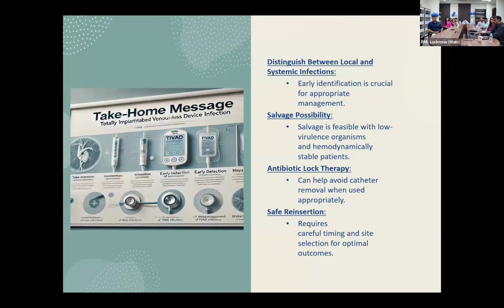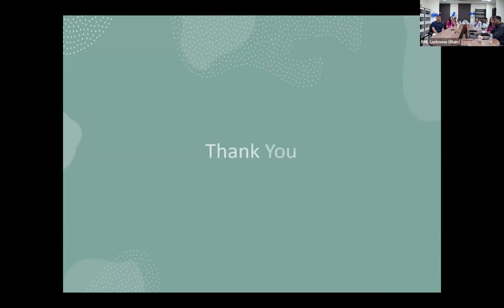Next slide. The take-home message is that we should distinguish between local and systemic infection. Early identification is crucial for appropriate management, and we can salvage the port if it is feasible, with a low virulence organism and a hemodynamically stable patient. We should administer antibiotic lock therapy. It can avoid catheter removal when used appropriately, and safe reinsertion requires careful timing and site selection for optimal outcomes. Thank you, everyone.